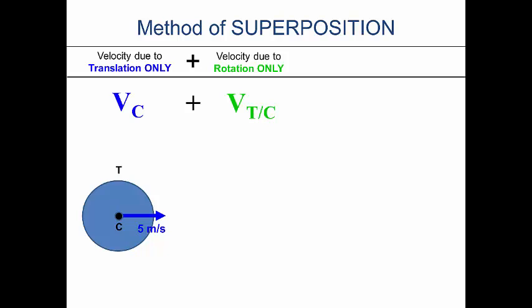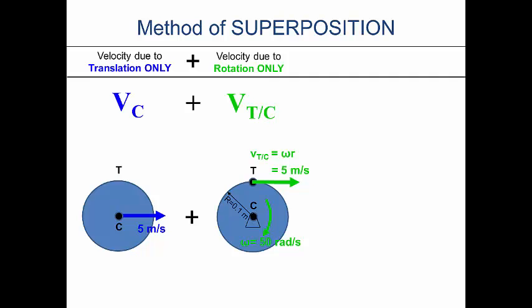This is the velocity of the top of the ball from the perspective of the center of the ball, or relative to the center. We can determine that by fixing the center of the ball and spinning the ball about that point. We can find the velocity of the top from the perspective of the center by using velocity is equal to the angular velocity times the radius, in this case 50 times 0.1, which would give us 5 meters per second.